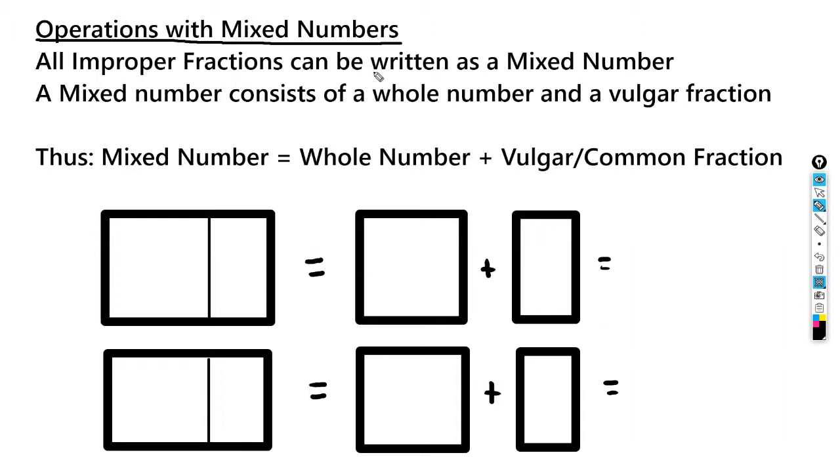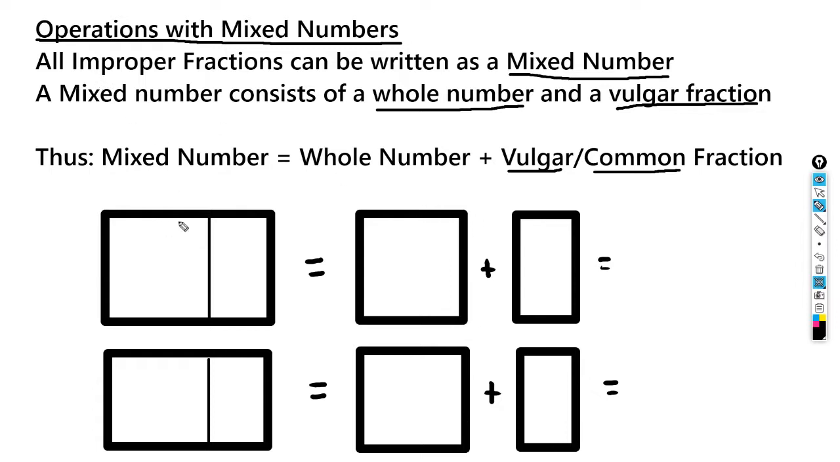Today we're going to be looking at operations with mixed numbers. All improper fractions can be written as a mixed number. A mixed number consists of a whole number and a vulgar fraction or a common fraction. So let's look at the equation here. Thus, a mixed number is equal to a whole number plus a vulgar or common fraction.